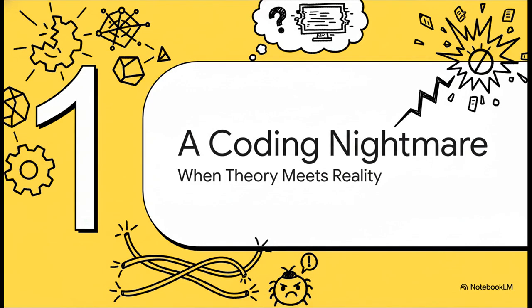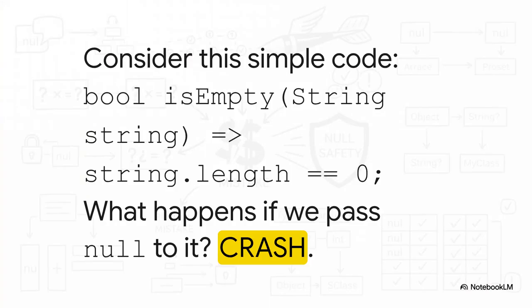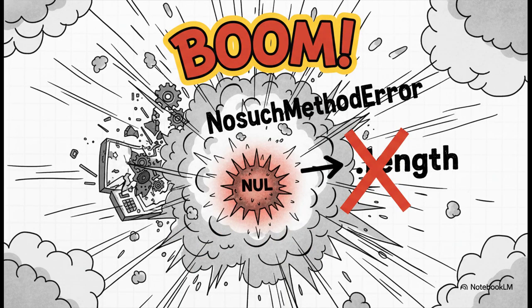To really get a feel for how nasty this error can be, let's walk through a super common coding scenario where things go, well, horribly wrong. Okay, so imagine for a second a world without null safety. We've got this really simple function, right? All it does is check if a string is empty by looking at its length. Seems harmless, but what happens if someone, maybe by accident, passes a null value into it? And bam, the whole thing just crashes. A runtime error. You get this NoSuchMethodError because you're trying to ask for the length of nothing. Null doesn't have a .length property. And just like that, one tiny mistake can bring your whole app to a grinding halt. Not great for your users, and definitely not great for you.